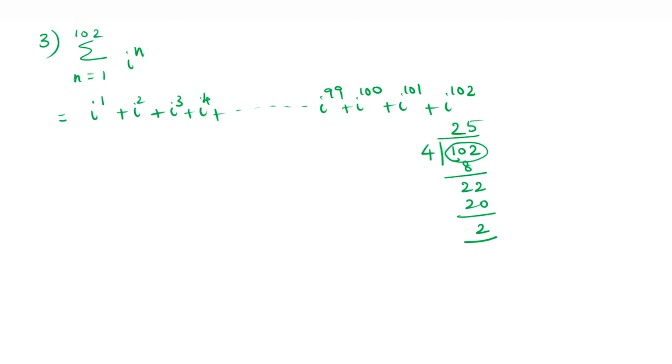So in 102 we are having 25 fours and remaining 2 terms.